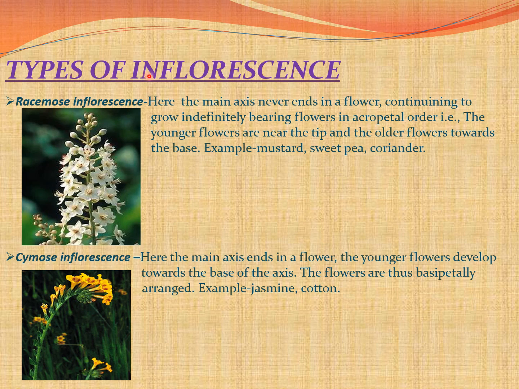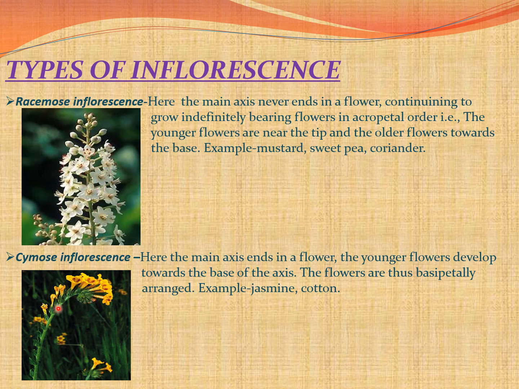Next, let's see the types of inflorescence. These are of two types. One is racemose, the other is cymose inflorescence. In racemose inflorescence, the main axis of the flower grows indefinitely bearing flowers in acropetal order, that is younger flowers are at the tip and older flowers at the base. This is the main stalk, the peduncle, and the stalk of each individual flower is the pedicel.